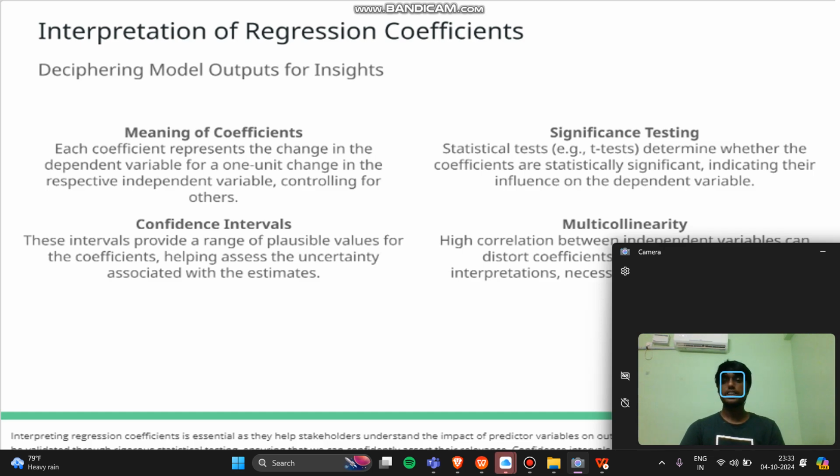Significance testing: statistical tests, for example t-tests and F-tests, determine whether the coefficients are statistically significant, indicating their influence on the dependent variable. Confidence intervals: these intervals provide a range of plausible values for the coefficient, helping to assess the uncertainty associated with the estimates. And multicollinearity: high correlation between the independent variables makes interpretation necessary.